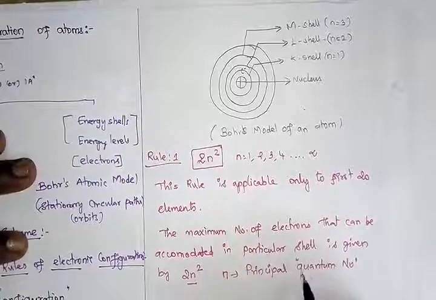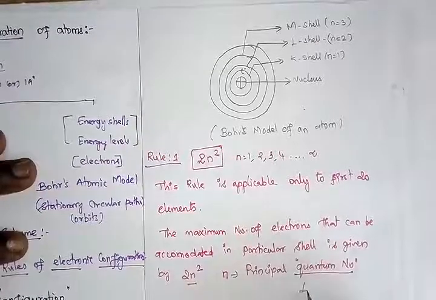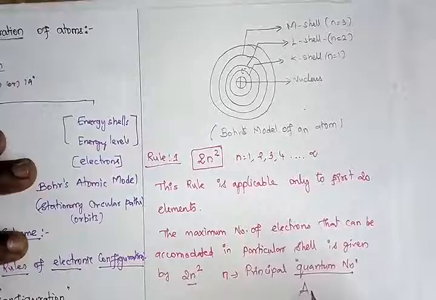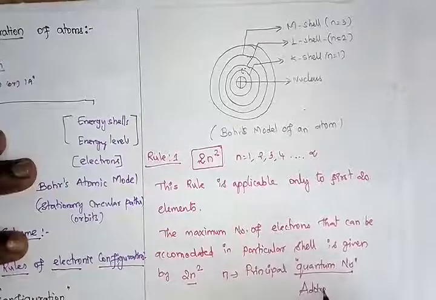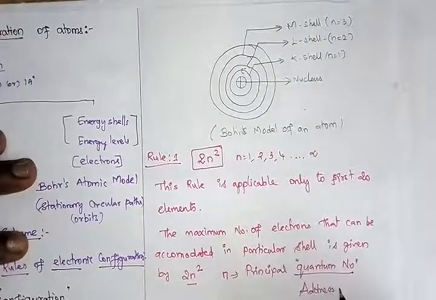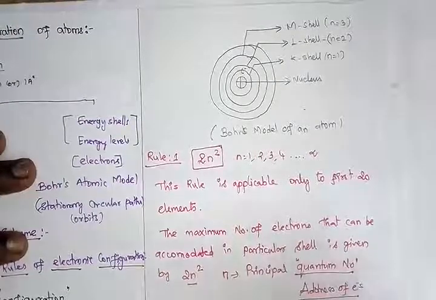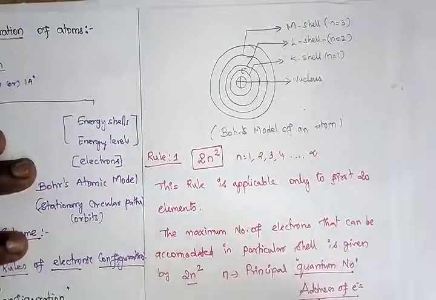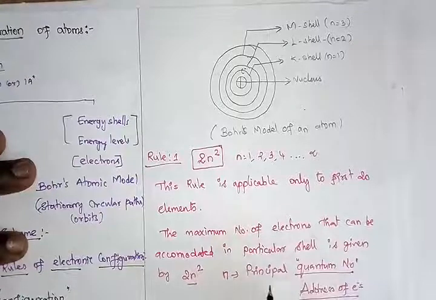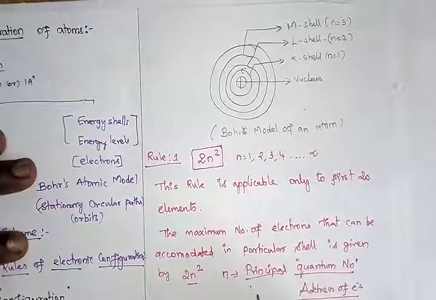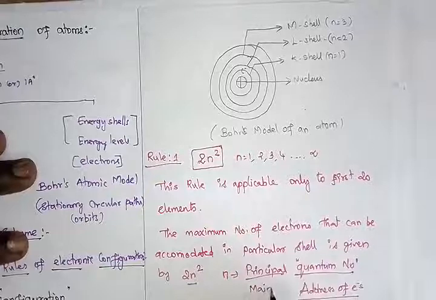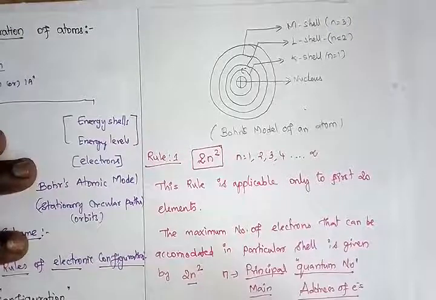Don't panic about this word, principal quantum number. It is nothing but an address of electron or location of electron. In later classes you will come across this word, quantum number. Just know this: it's an address of electron or location of electron. Principal means main, so we talk about main energy levels.